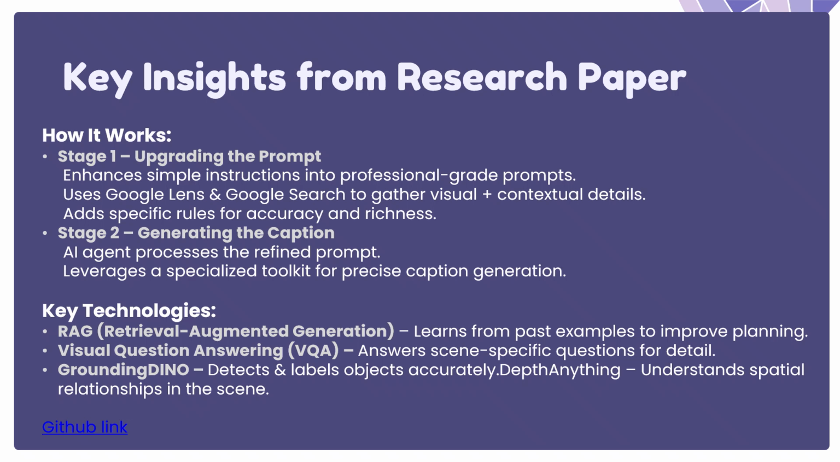And next is the second stage, that is generating the caption. Here the final caption is generated using AI and vision tools. This includes things like object detection, answering questions about the image, and even understanding the spatial relationships.